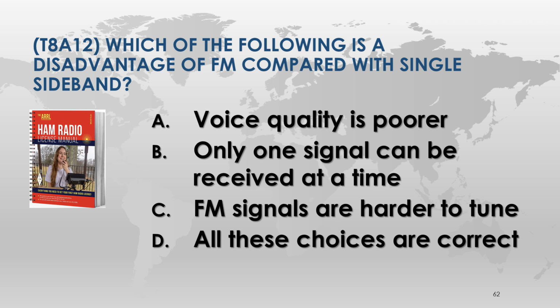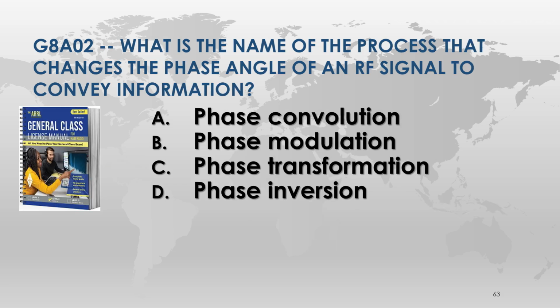Okay, which of the following is a disadvantage of FM compared with single sideband? Disadvantage of FM over sideband. Bravo. Only one signal can be received at a time. What is the name of the process that changes the phase angle of an RF signal to convey information? If we change the phase angle, what do we got? Bravo. Phase modulation.